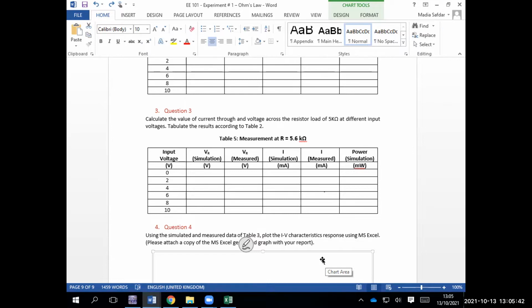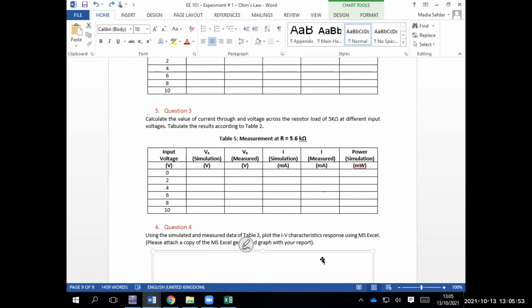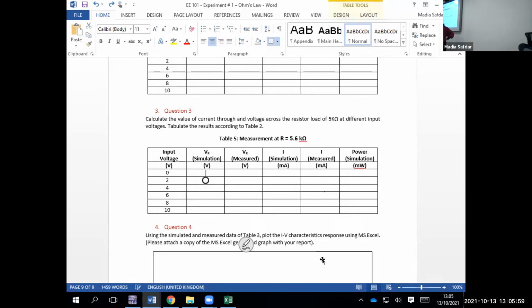Miss, in question 3 I have 5 only, not 5.6. Simulation, simulation. Go to the table, results, and then on the same graph, plot. But I don't have a measured value. You don't need it for 5.6, but you need it for 1 kilo and 2 kilo. You have that.